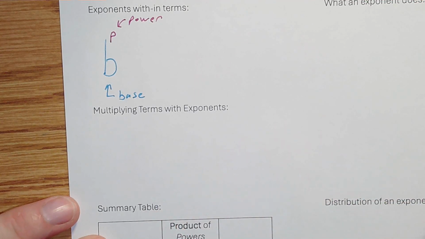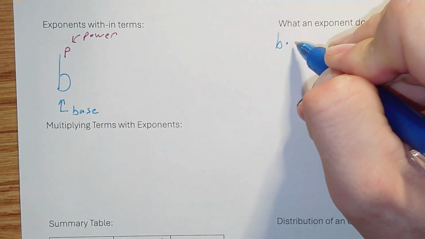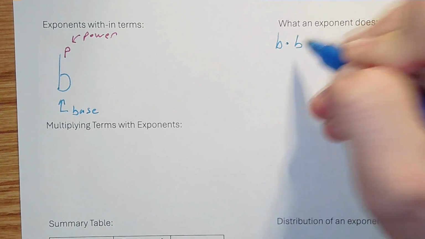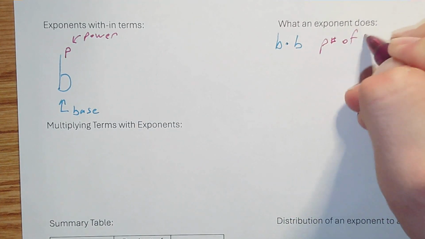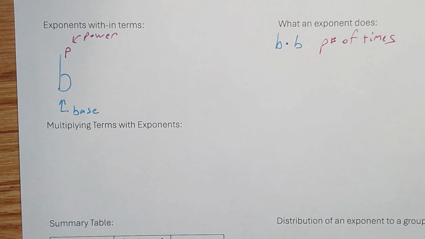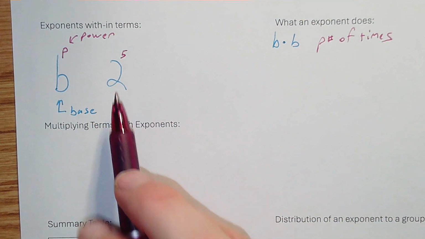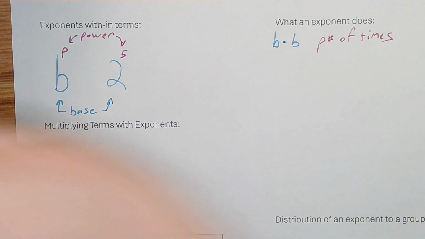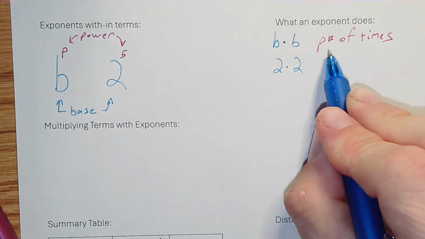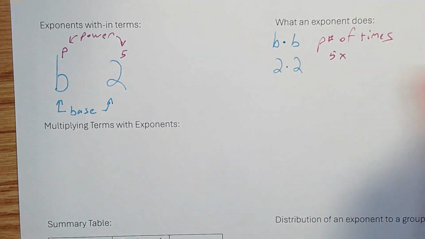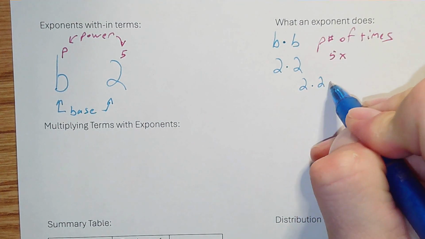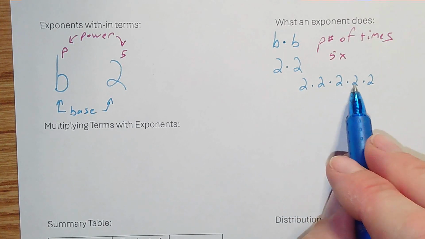So this is a base raised to a power. And what that means is the base multiplied by itself p number of times. That may be a little bit obscure, so let's show you an example. Say I have 2 raised to the 5th. This is my base, this is my power, right? So this is going to be 2 multiplied by 2, 5 times. So it's actually going to be 2 times 2 times 2 times 2 times 2. 1, 2, 3, 4, 5 2's multiplied to each other.